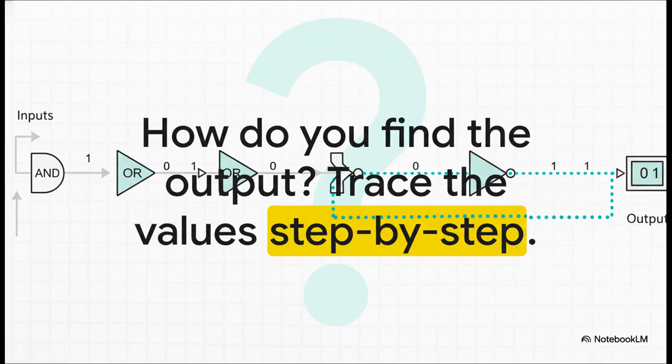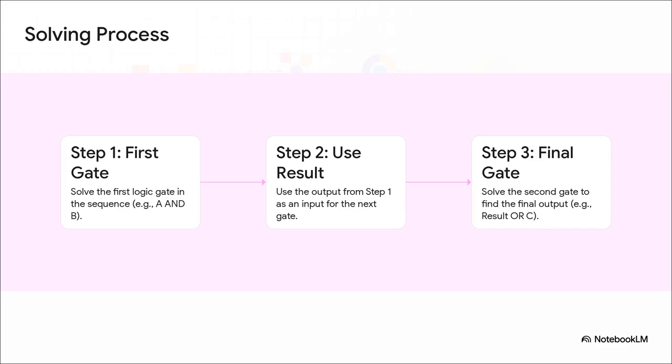Well, the trick is not to panic and try to do it all in your head. The key is to just trace the path of the 1s and 0s step by step, from left to right. Here's the game plan. First, you just focus on that first gate. Figure out the result of A and B. It's actually a good idea to add a new column to your truth table just for this middle step. Then you take that new result and you treat it as an input for the next gate. Finally, you solve that second gate. In this case, you take your middle result OR C, and boom, that's your final output.